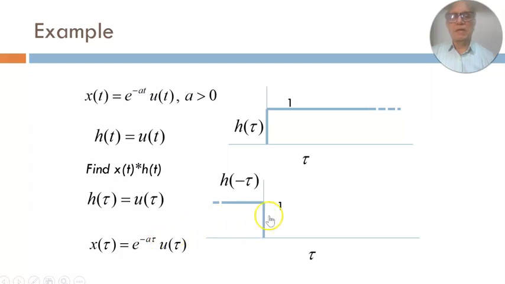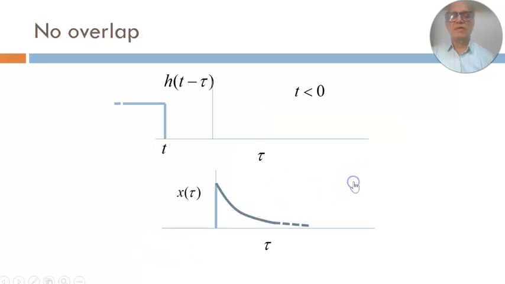Okay, but before we do that, just note that just as you replace t by tau for the second function, for the first function also you replace t by tau, so this becomes x(tau) equal to e raised to minus a tau u(tau), and now you are ready to delay this function. So this can be delayed for various values of time. Right now the delay is shown such that t is less than 0, so it's actually advanced.